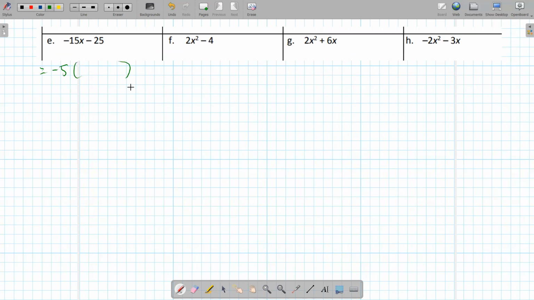3x minus 5. Right. But again, be careful, okay? 3x plus 5. Because negative 15x over negative 5 is positive 3x, and negative 25 over negative 5 is a positive 5.